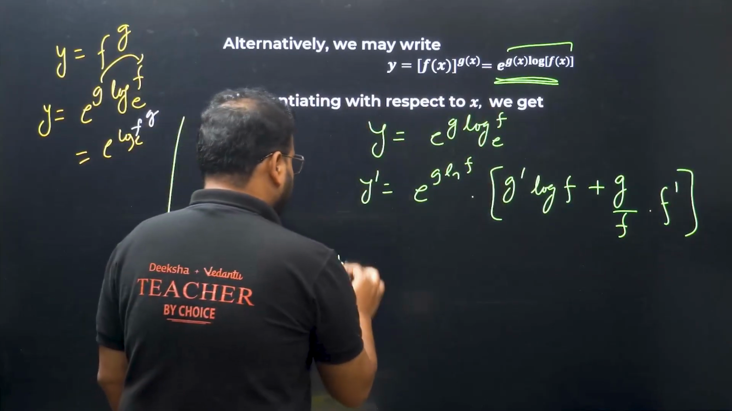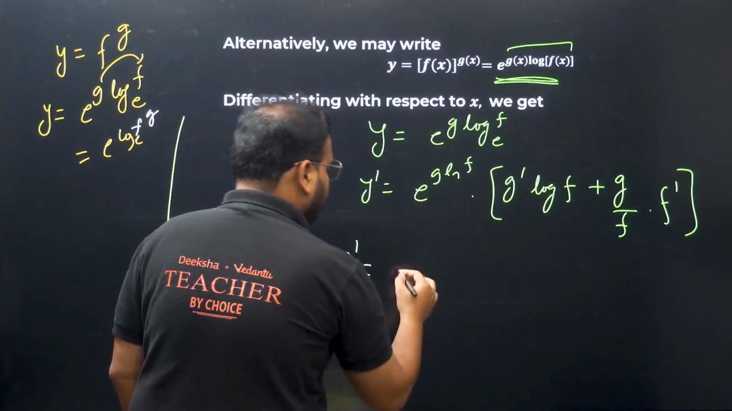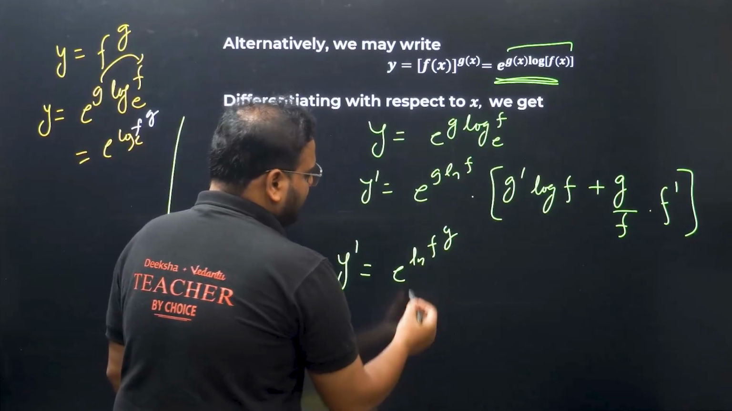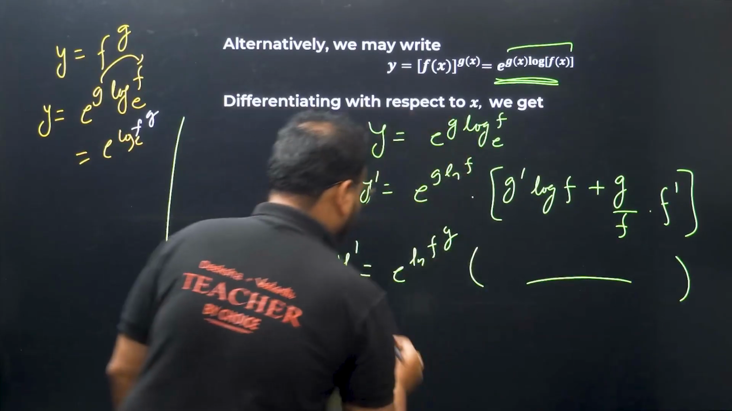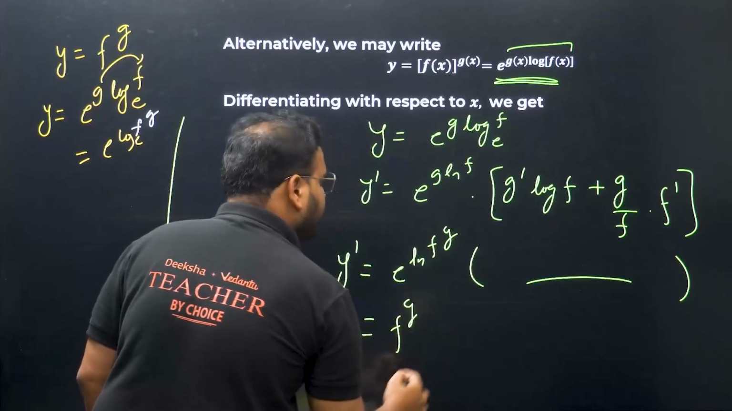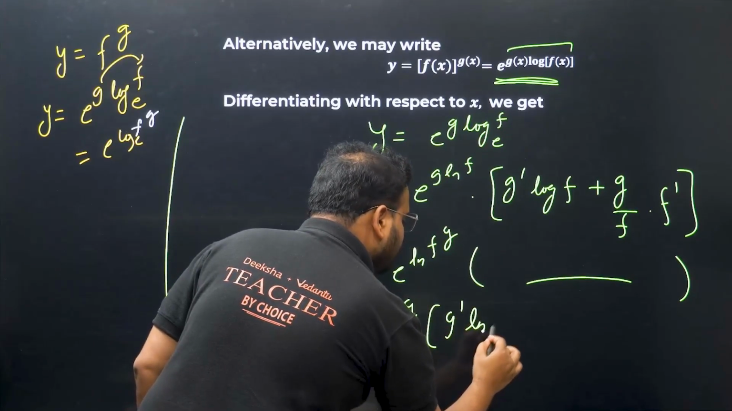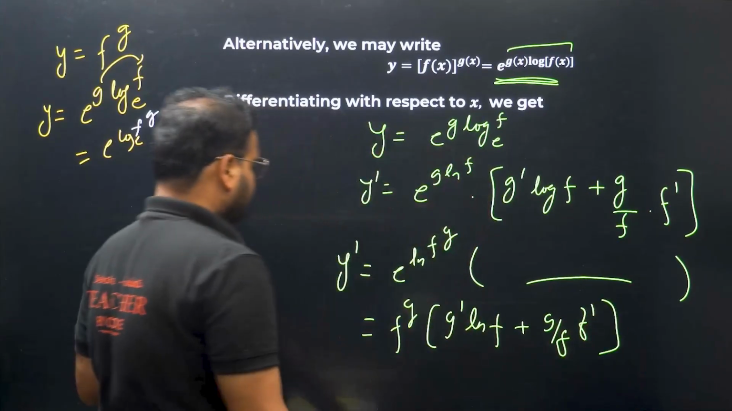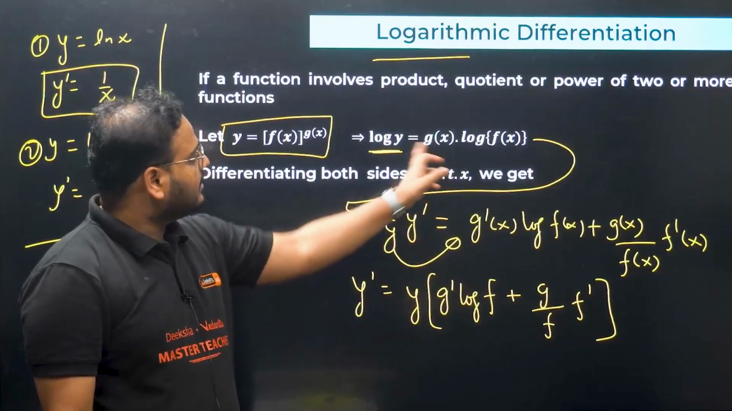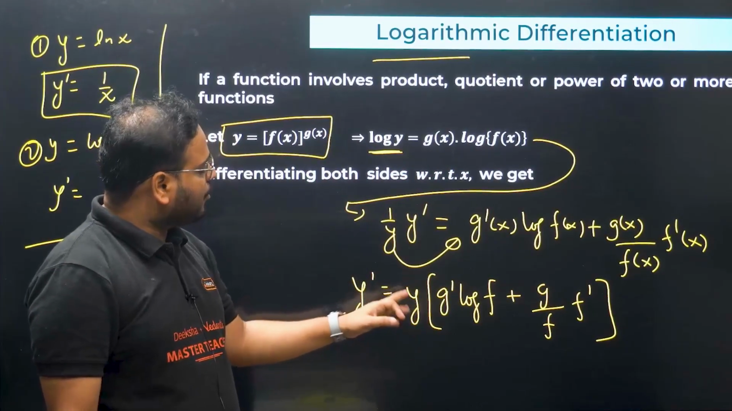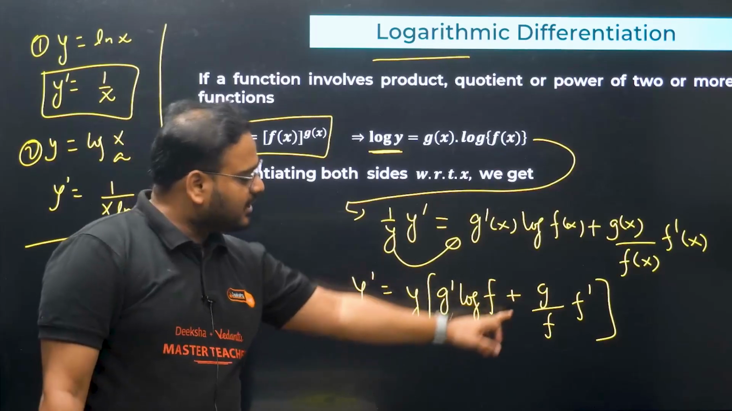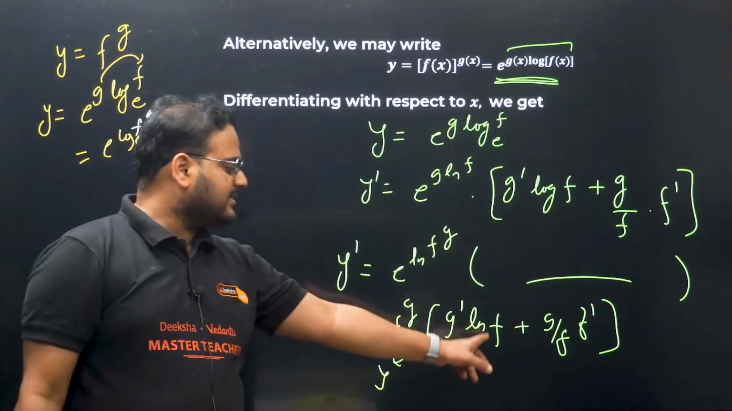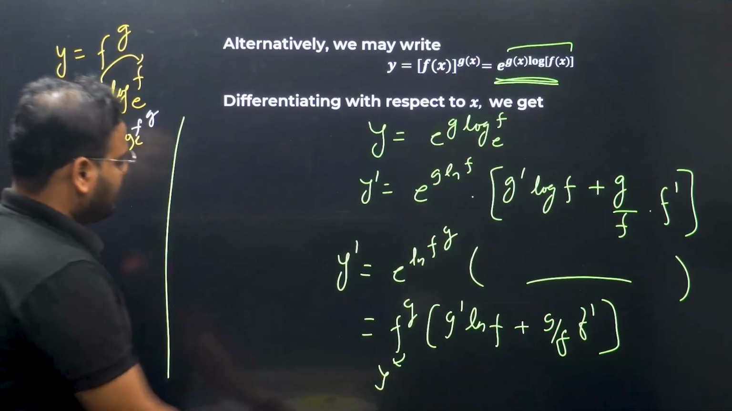One last step. y dash becomes e power ln f power g. The e and ln will cancel each other. So I'll have the final answer as simply f power g times (g dash ln f plus g by f f dash). Have a look, same thing. y is f power g. So y times (g dash ln f plus g by f f dash). This whole thing is y only. They are the same thing.